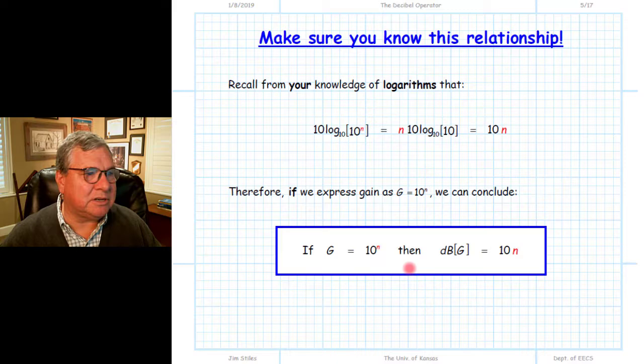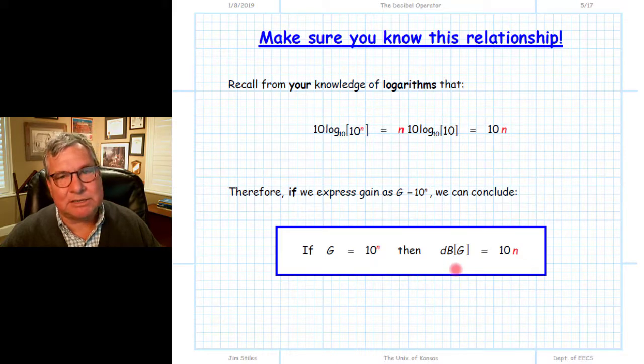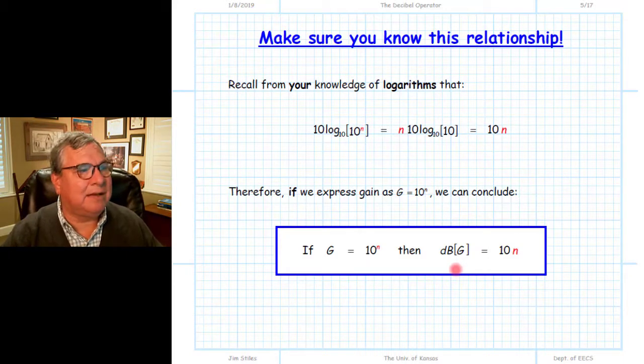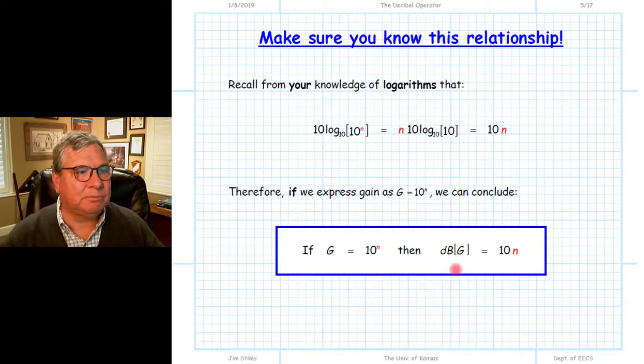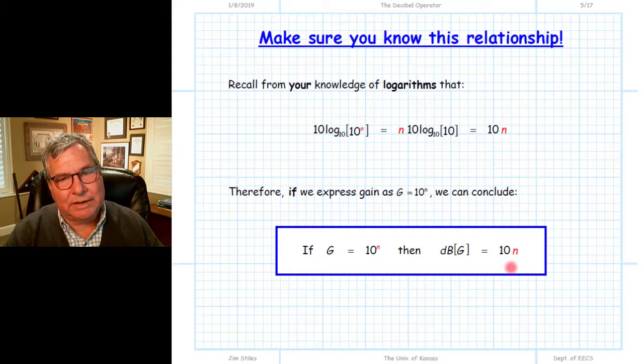And what this shows here is that the gain, when expressed in decibels, is really an expression of the order of magnitude of that gain. Every time the gain goes up by a factor of 10, one order of magnitude, the decibel result will increase by a value of 10.